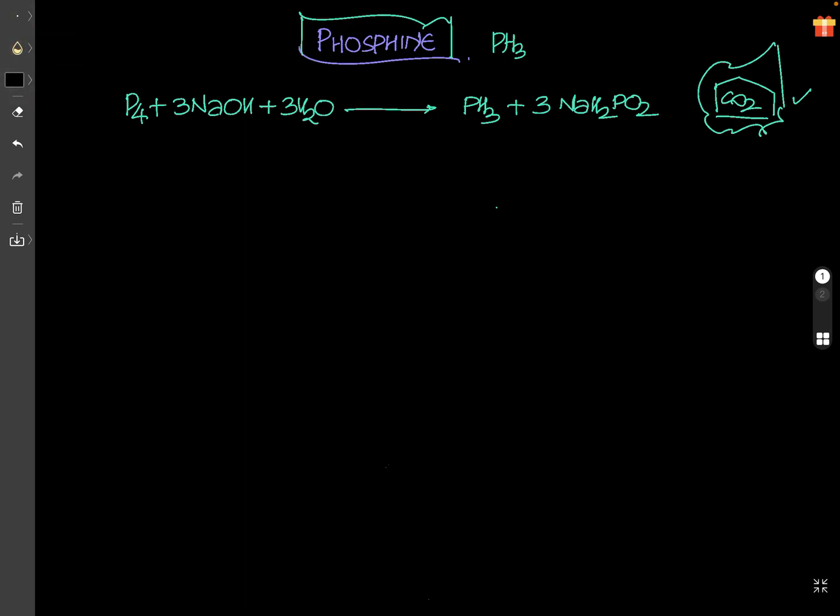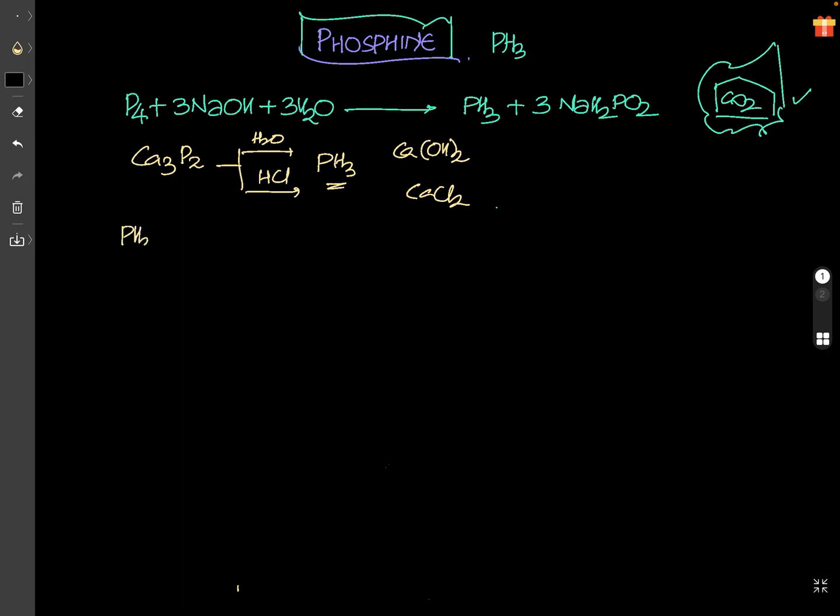Otherwise, you can go for calcium phosphide, Ca3P2, either by adding water or by adding dilute HCl, you will be getting PH3. If you add water, calcium hydroxide is byproduct. If you add HCl, CaCl2. It's very simple, PH3.